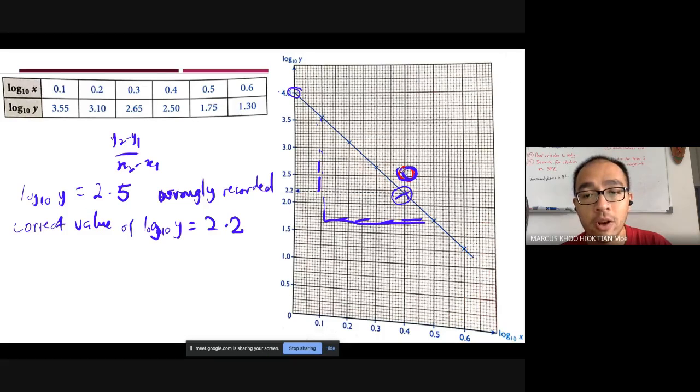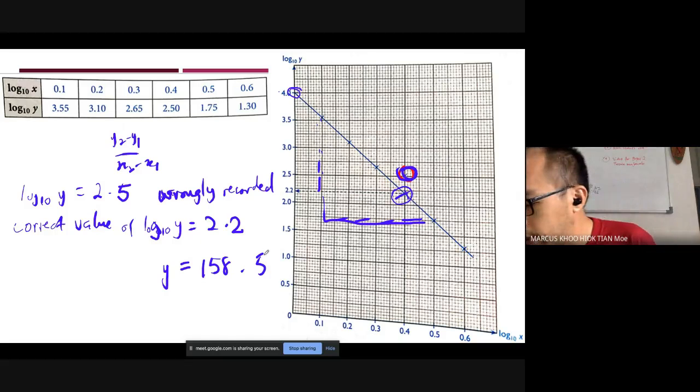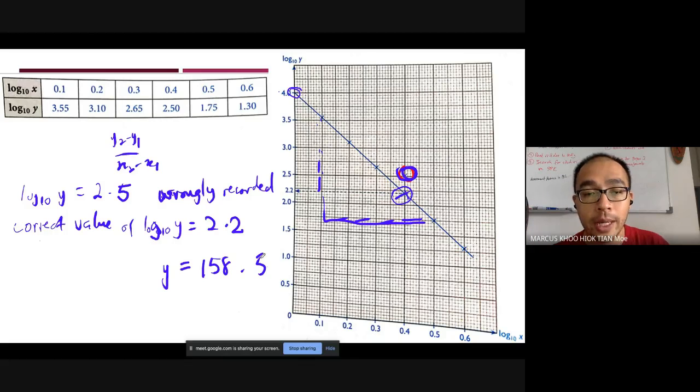2.5 is the wrongly recorded value. Okay, so if the correct value of log 10y is 2.2, what is the correct value of y? We just use shift log. Okay, and we will get about 158.5. Let me just check. Shift log 2.2 is 158.48, 49. Okay, we get 158.5.